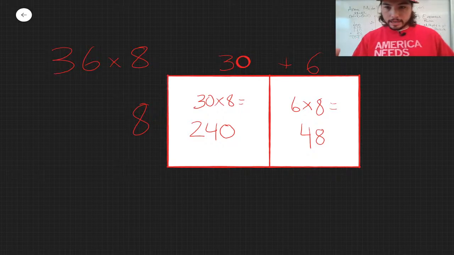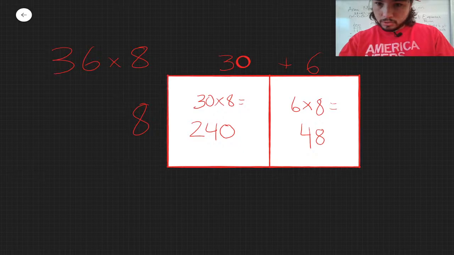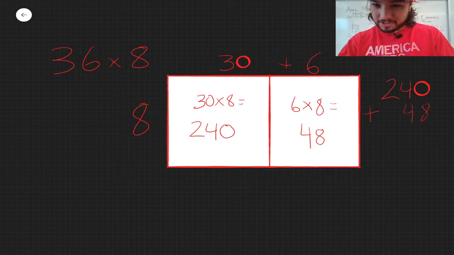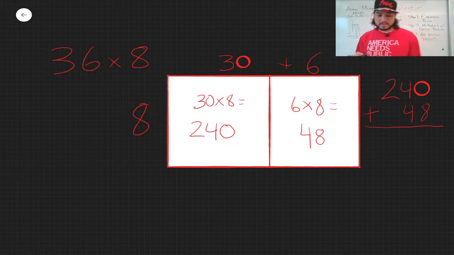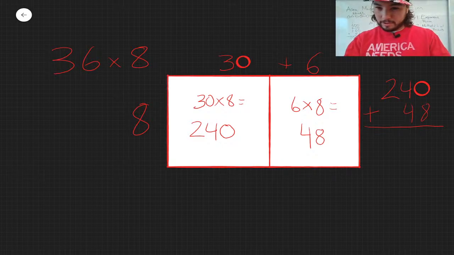Go ahead and line up your 240 plus 48. It's turning all my zeros into just more snapped together circles, which I think is interesting. I liked it for the rectangle. I'm not so sure about it for the zeros there.